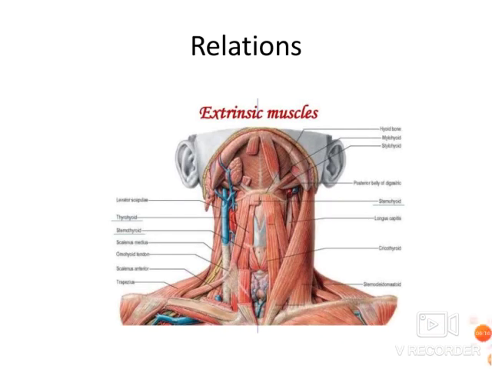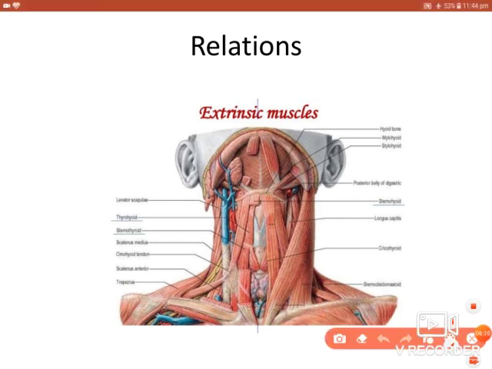Then, coming to the relations, each surface's relations, the borders' relations. First, this is the anterior view. This is the neck here. This is the hyoid bone. See the clavicle here, which will meet the sternum.